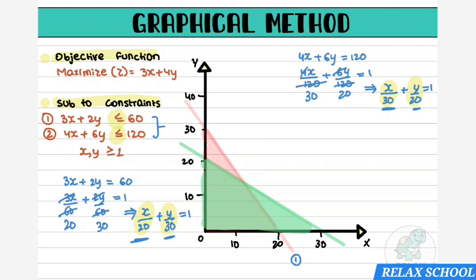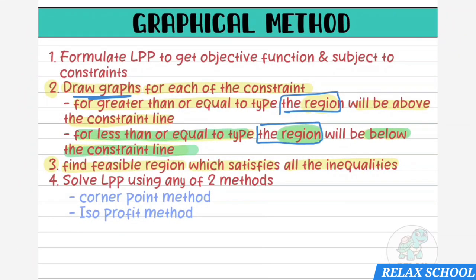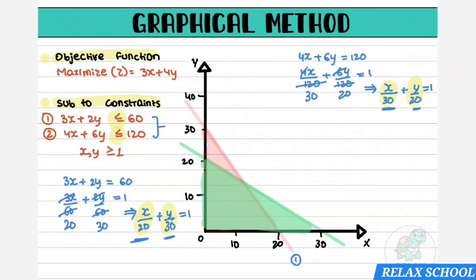So for every constraint line, we are going to find the region. This will become the second step. Okay, the third step was to find the feasible region which satisfies all the inequalities. This region specifies where a specific inequality is satisfied. What does it mean when it says satisfied?